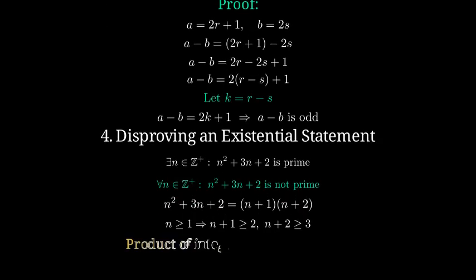Now factor the expression. N squared plus 3n plus 2 equals n plus 1 times n plus 2. If n is at least 1, then n plus 1 is at least 2, and n plus 2 is at least 3. So the expression is a product of two integers greater than 1, and therefore it cannot be prime.